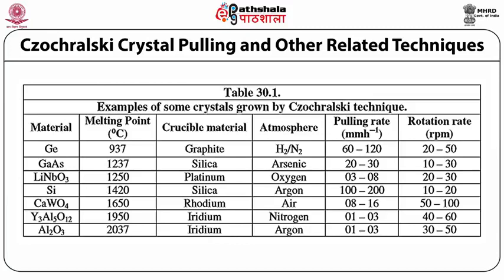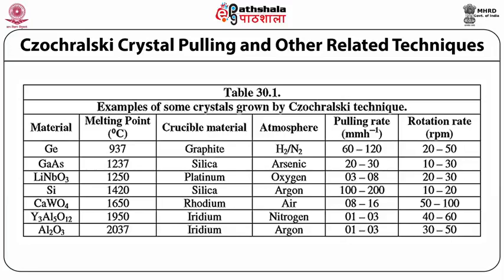For silicon, the melting point is 1420 degrees centigrade. The crucible material is silica. The atmosphere is argon, and the pulling rate is 100 to 200 mm per hour, whereas the rotation rate is maintained at 10 to 20 rpm. For the growth of calcium tungstate, that is CaWO4, the melting point is 1650 degrees centigrade.